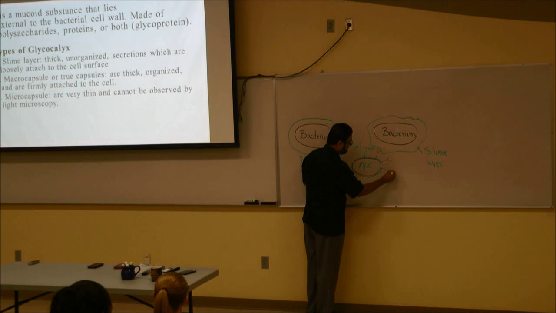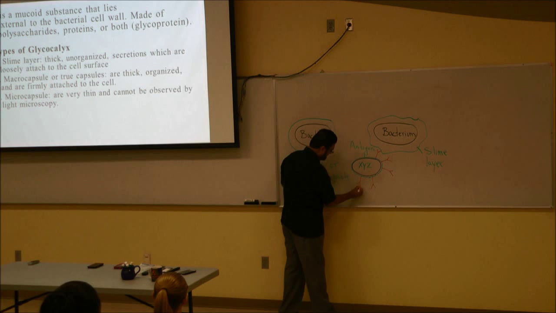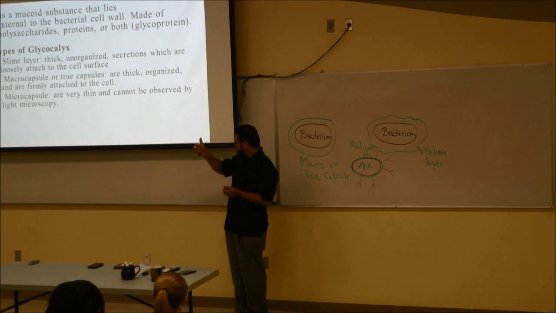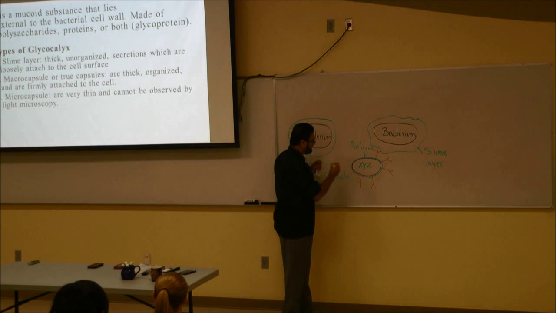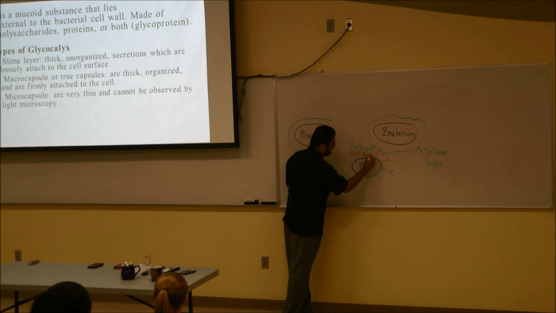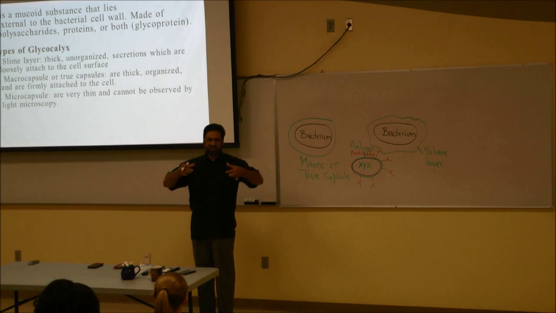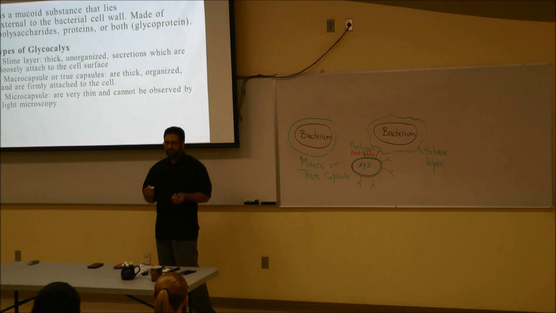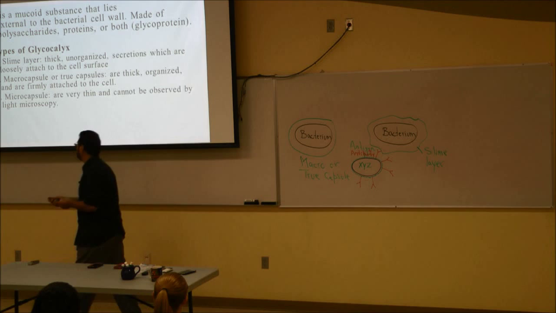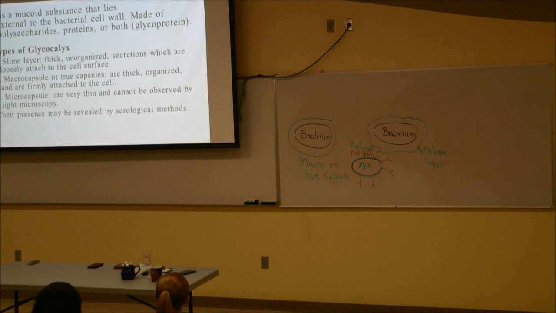That's how blood grouping is done. So if an antigen and antibody reaction takes place, you can say this bacterium has a capsule. So its presence can be revealed by an antibody-antigen reaction, or a serological test. If it clumps, it means the capsule is present. No clumping, no capsule. So the serological method here is the antibody-antigen reaction. Their presence may be revealed by serological tests.